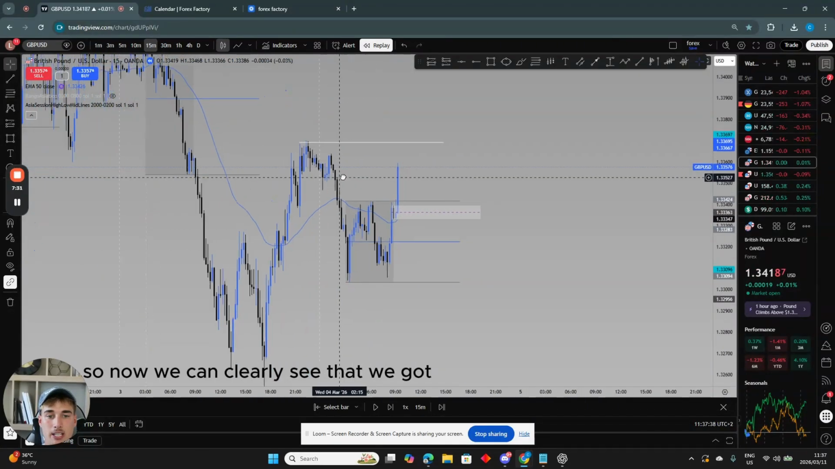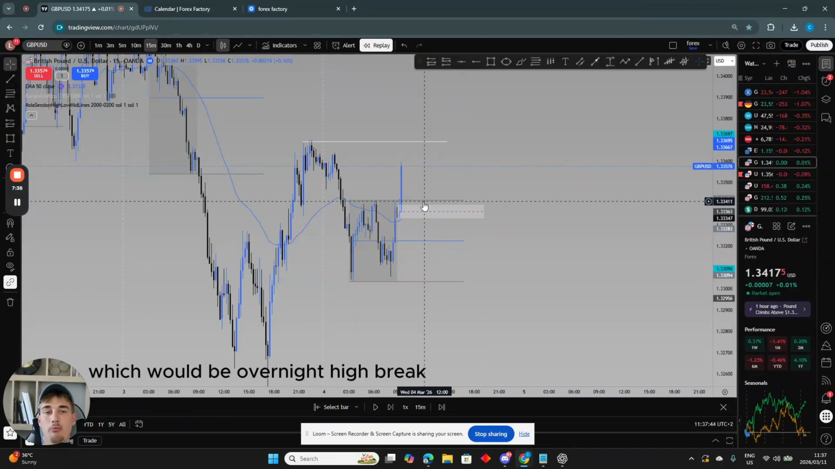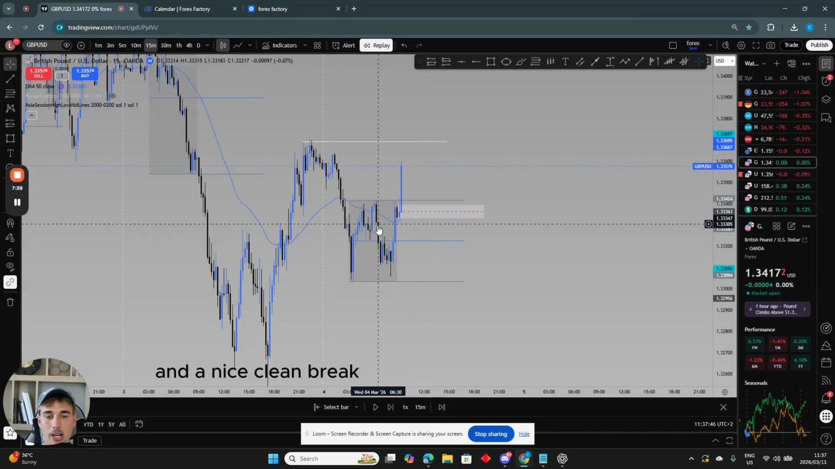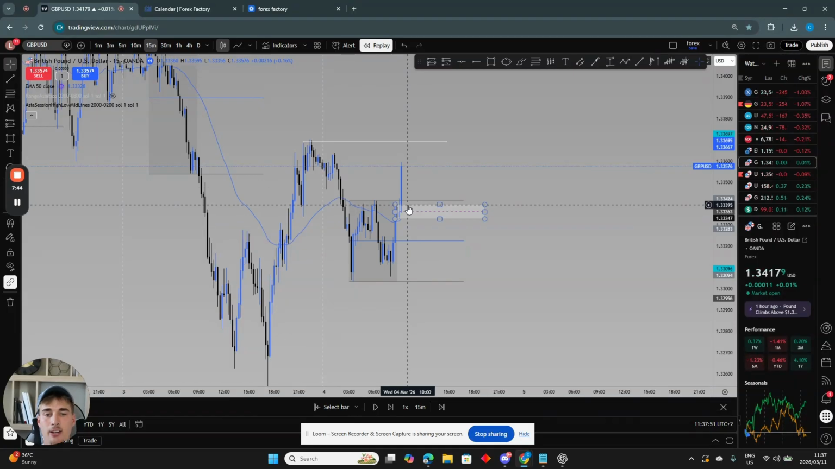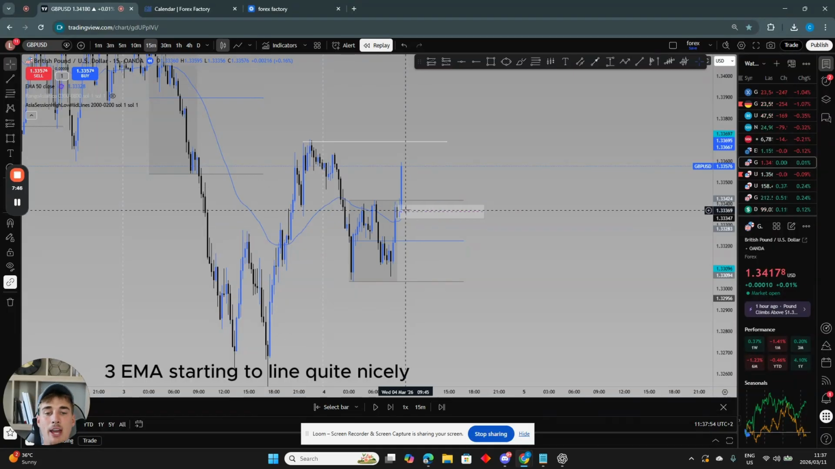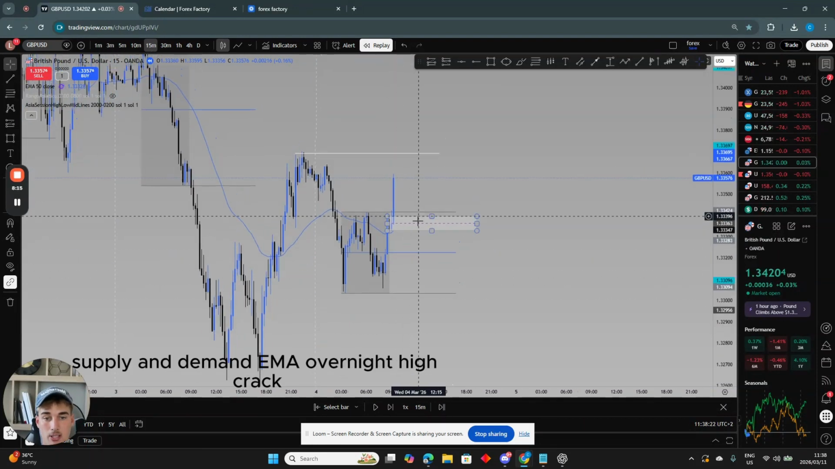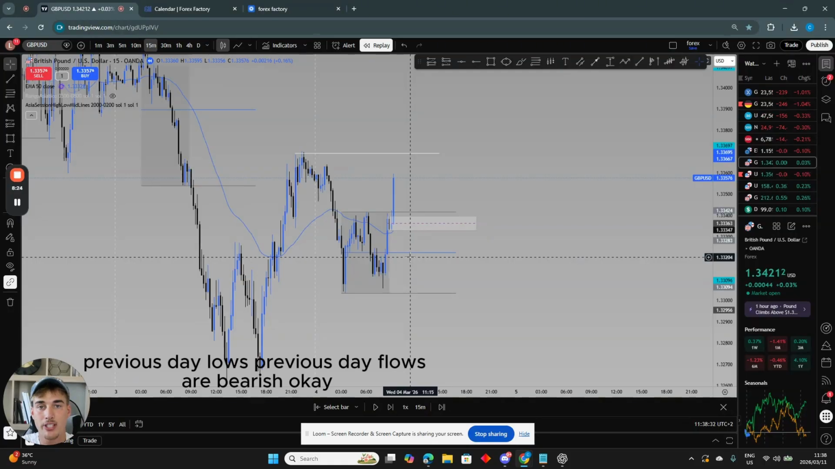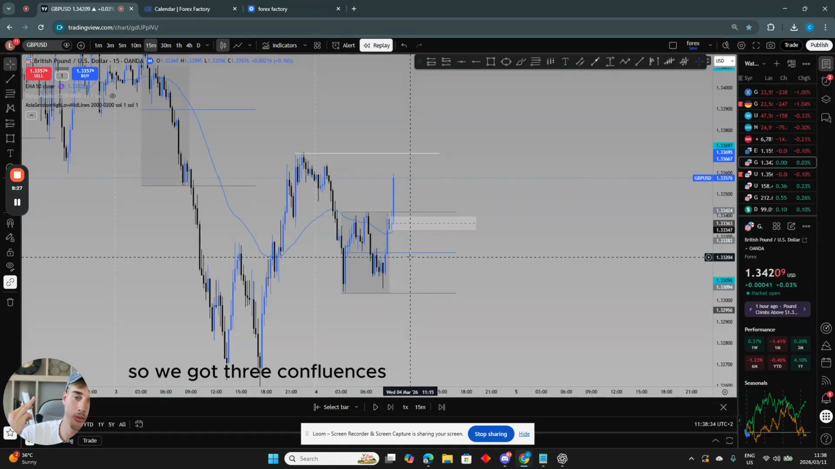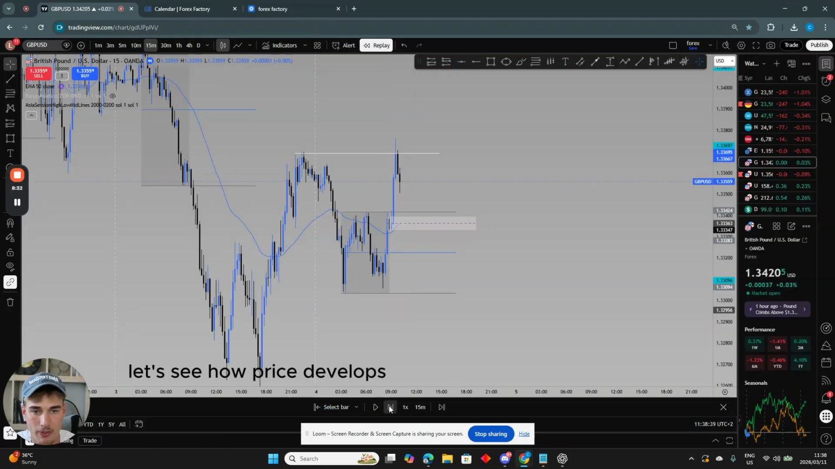So now we can clearly see that if this idea does develop, we have one confluence, which would be the overnight high break, a nice clean break. Two would be our supply and demand area forming within our value area. Three, EMA starting to align quite nicely. So we've developed three confluences: supply and demand, EMA, overnight high crack. But the negative confluence that we see is previous day lows. Previous day flows are bearish. So we've got three confluences, but one negative confluence so far. Let's see how price develops.